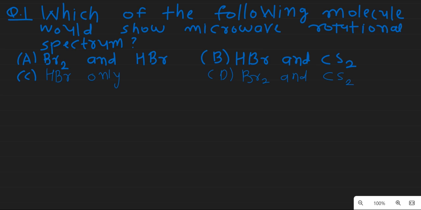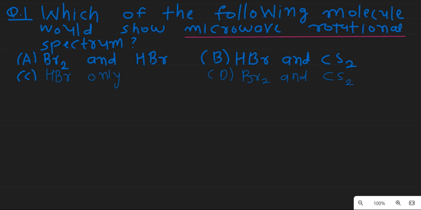Now, first question: which of the following molecules would show a microwave rotational spectrum? We are given four options. Option A is Br2 and HBr. Option B is HBr and CS2. Option C is HBr only, and option D is Br2 and CS2.